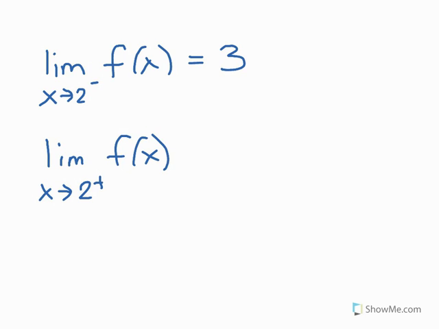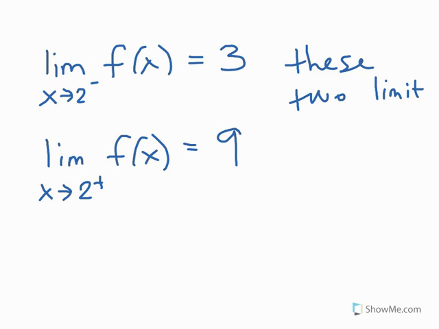On the other hand, if I approach from the right, I'm clearly going to be approaching the value of 9. These two limits must be the same in order for f to be continuous at this point, and obviously they're not. So we would just say these two limits must be equal for the function to be continuous at 2.